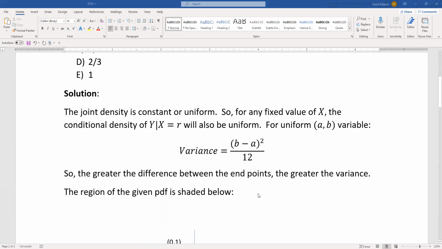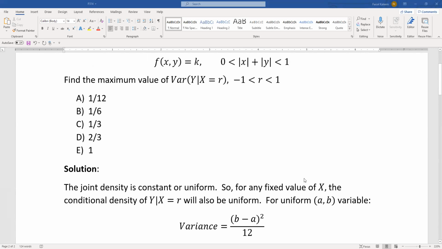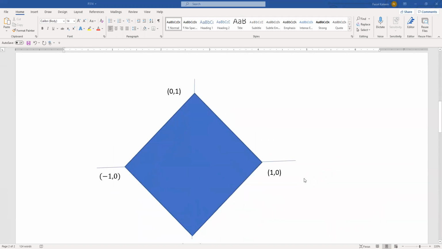Now the region of the given PDF is shaded below. Remember, the region is absolute x plus absolute y is greater than 0 and less than 1. So this region is this diamond, except the origin. So, strictly speaking, we should remove the origin from here.